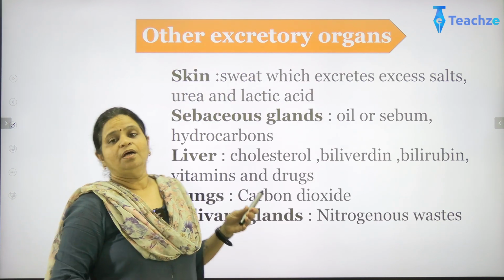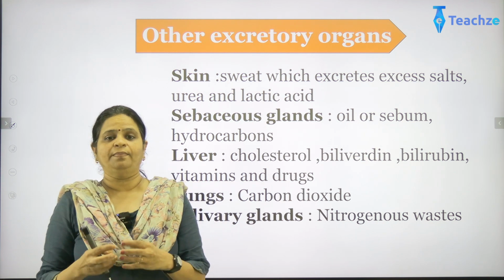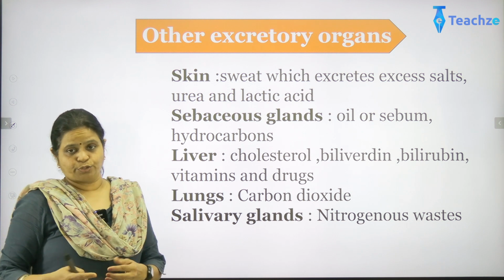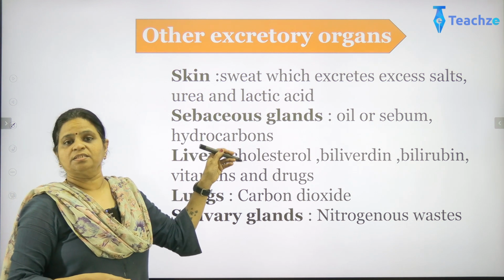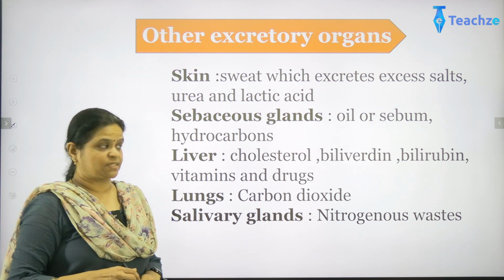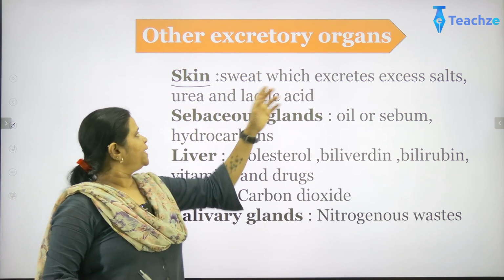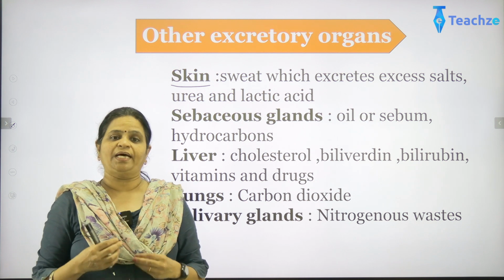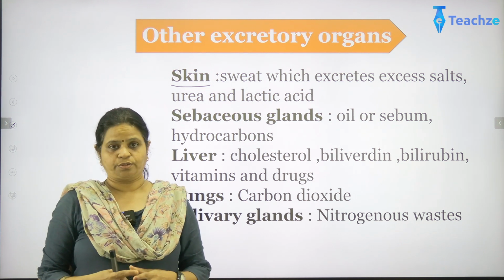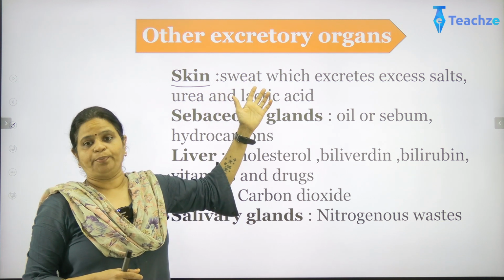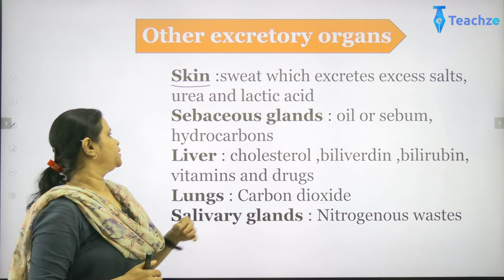And coming to it, are we talking only about the nitrogenous waste which is removed from the body? It's not so, because we have some other organs which also do the process of excretion. We have the skin first. Skin excretes a little bit of urea, lactic acid and salts also, and skin removes sweat. So it is a cooling process and also an excretory organ.